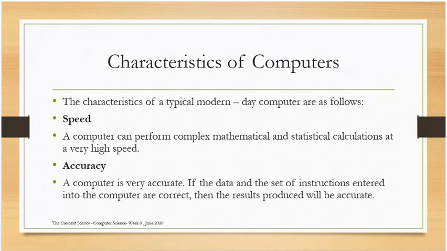Characteristics of computers. The characteristics of a typical modern day computer are as follows. Number 1, speed. A computer can perform complex mathematical and statistical calculations at a very high speed. Number 2, accuracy. A computer is very accurate. If the data and the set of instructions entered into the computer are correct, then the results produced will be accurate.